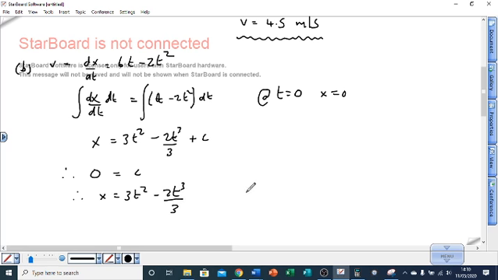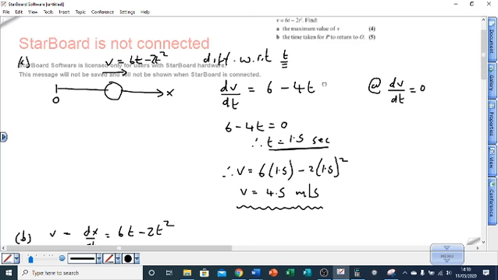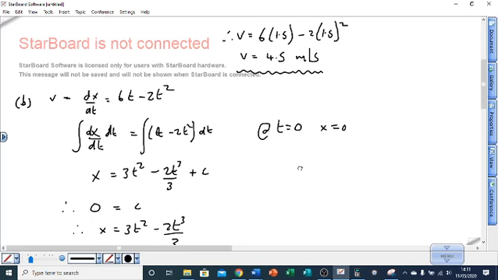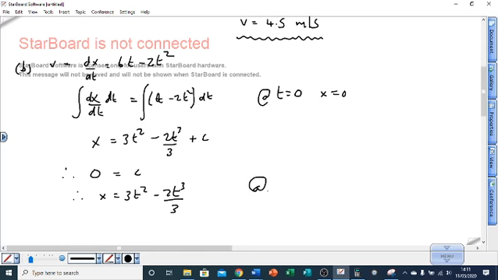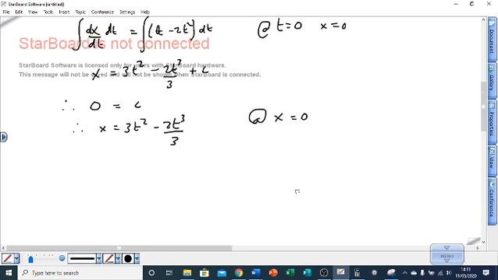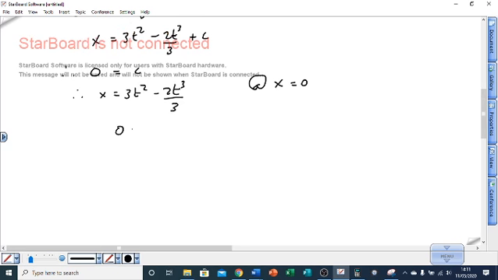And we want to say where's the displacement going to be back at the origin, so the time taken to get back to the origin. So at x equals 0. So we're going to solve 0 equals 3t squared minus 2t cubed over 3. So pulling out a t squared, you've got 0 equals t squared, you're left with 3 minus 2t over 3.